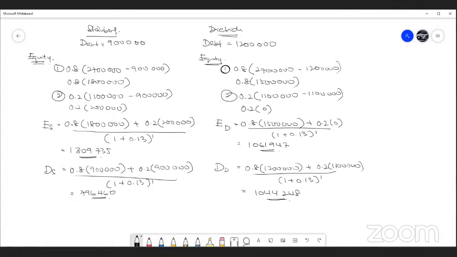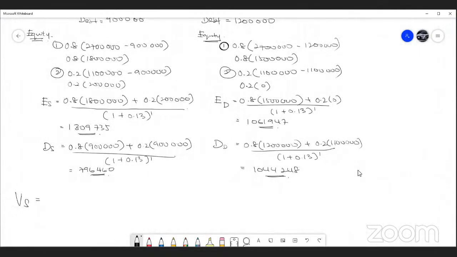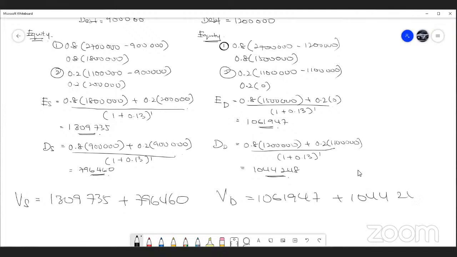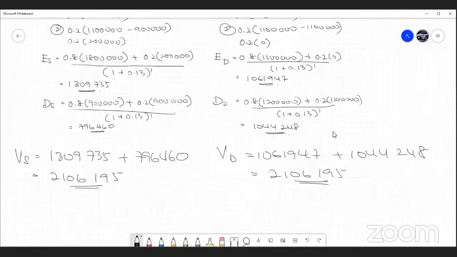First of all, when this statement comes out, you need to count the value of both companies first. How do you count? Value of Steinberg equals 1,309,735 plus 796,460. Value of Dietrich is 1,061,947 plus 1,044,248. So both of them have the same value, 2,106,195.